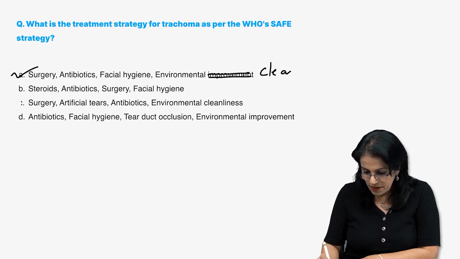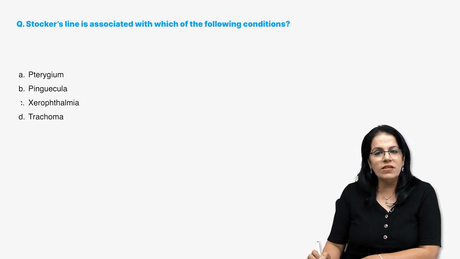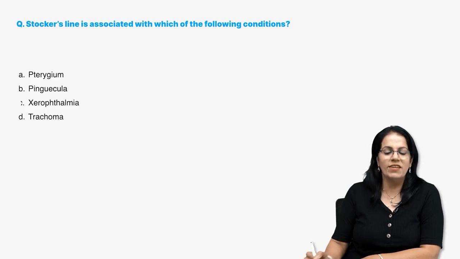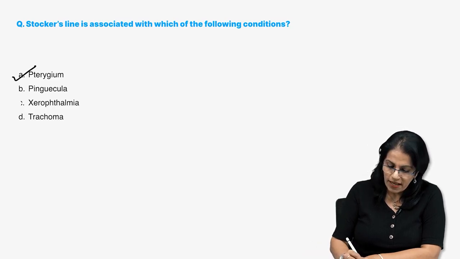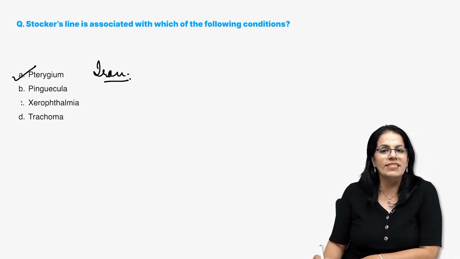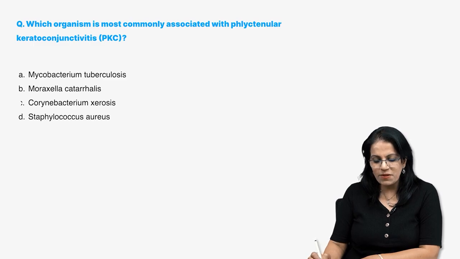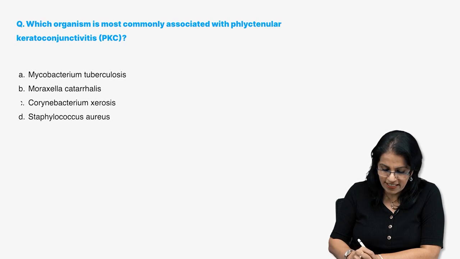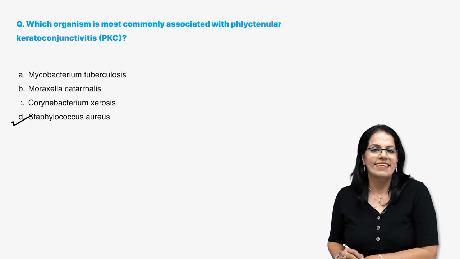Okay. Next question is, Stocker's line is associated with which of the following conditions? We know we are talking about iron deposition at the head of the pterygium, where you get Stocker's line. Okay. Which organism is most commonly associated with phlyctenular keratoconjunctivitis? Most common, we will answer Staph aureus. Right?